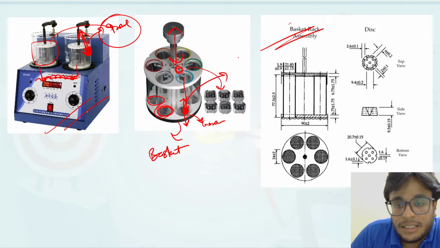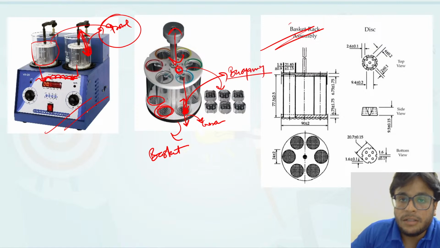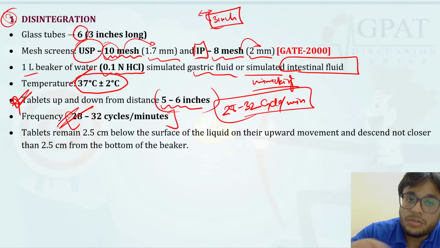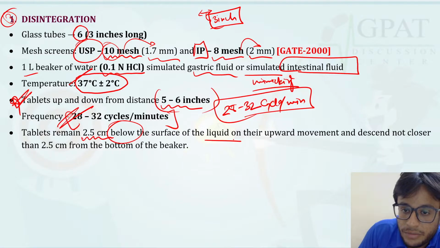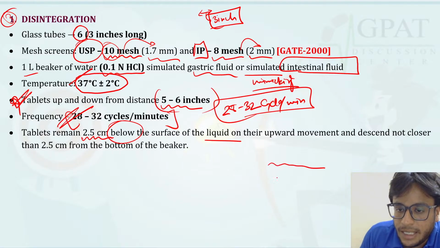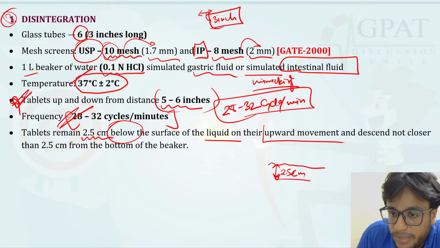But if it is moving in an upward direction, it is due to the buoyancy of water, buoyancy of the solution. So there are two forces that are also acting. The tablet will always remain 2.5 centimeter below the surface of the liquid. If this is the surface of the liquid, the tablet has to remain at least 2.5 centimeter below that of the surface in the upward movement.